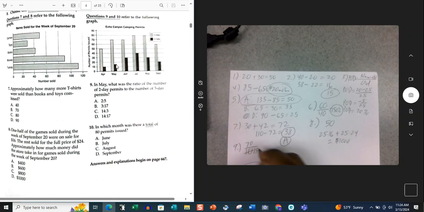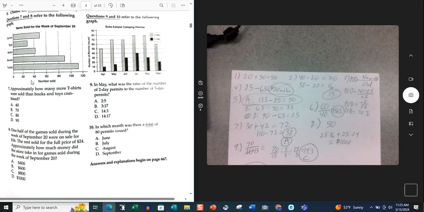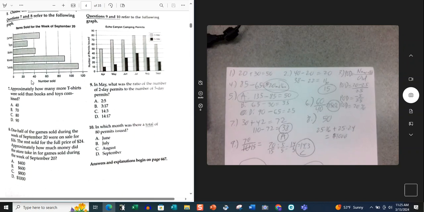So it'd be 70 over 15. We could divide both of these by 5. Divide the numerator and denominator by 5. That would give us 14 over 3, which is 14 colon 3. So that would give us C for number 9. Now, just like I made a mistake here when I was looking at the graph, you have to make sure that when you look at the graph that you're looking at the right month or the right data, or you will get that incorrect.